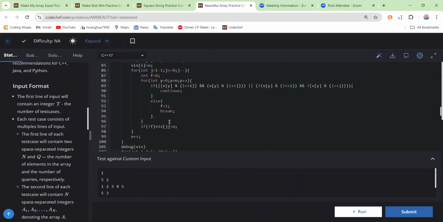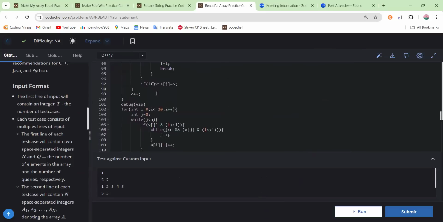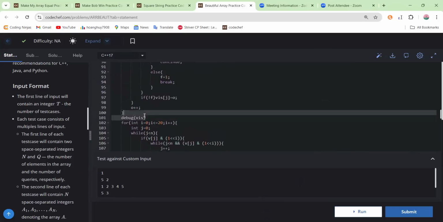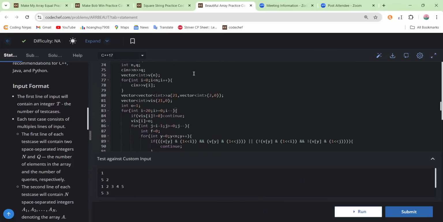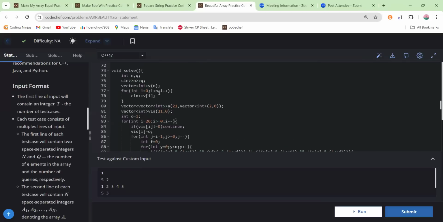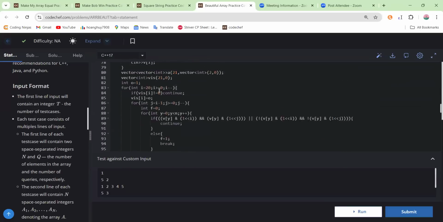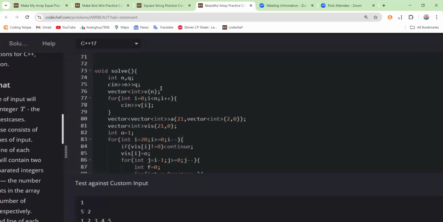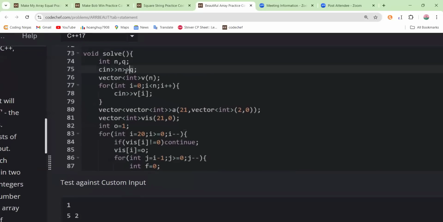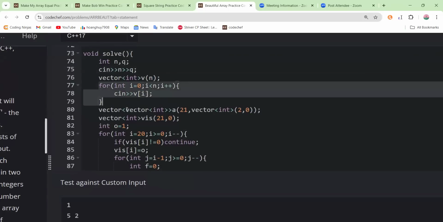The code might seem a bit complicated to you all, but this is actually what I coded during the contest. So first of all, I took input of the number of numbers and the number of queries, then constructed a vector of size n and took all the values as input.